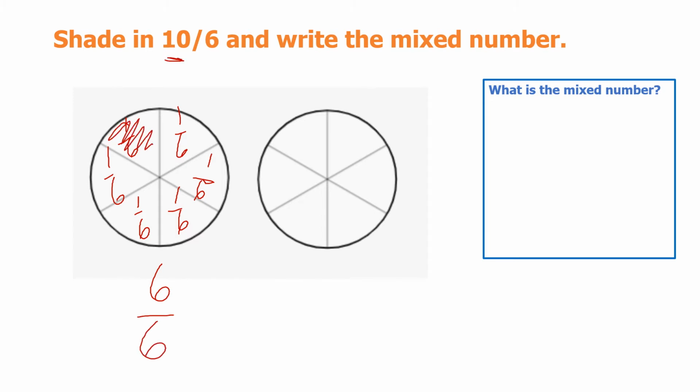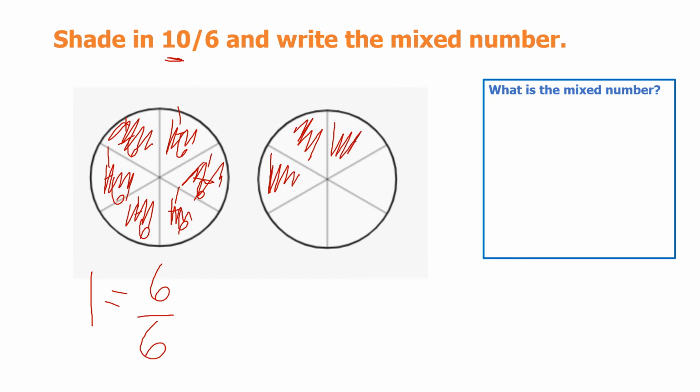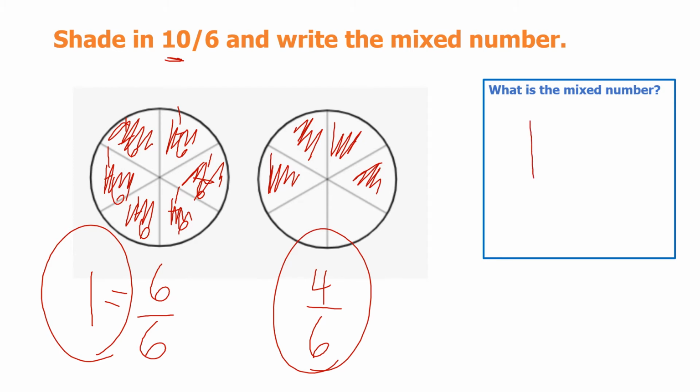So I'm going to say 1, 2, 3, 4, 5, 6. So 6/6 makes 1. And let's see, that's 7, 8, 9, 10. And that is out of those 6, I did 4 of them. So that means that I have 1 whole and 4/6. So 1 whole and 4/6.